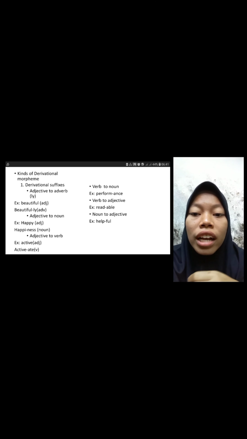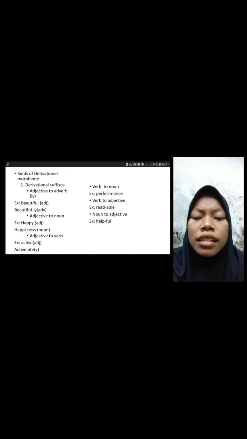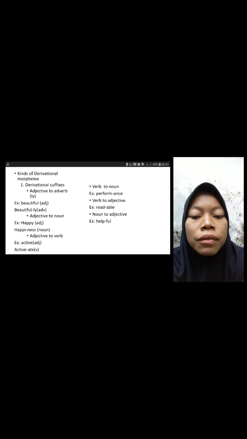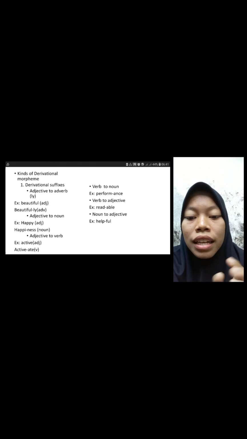It's an adjective. And the next is noun to adjective. That is the suffix that changes noun to adjective. Example: help. Help is a noun, but with the suffix ful it becomes an adjective. Helpful is an adjective.